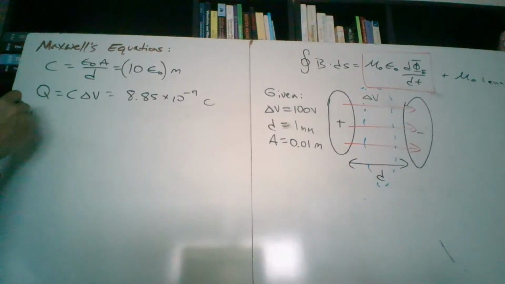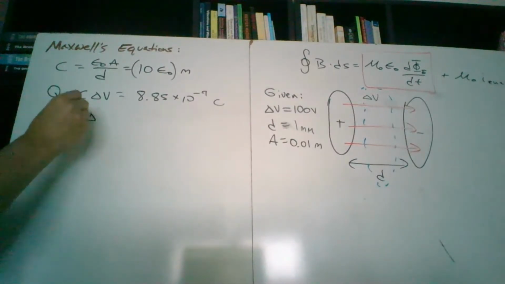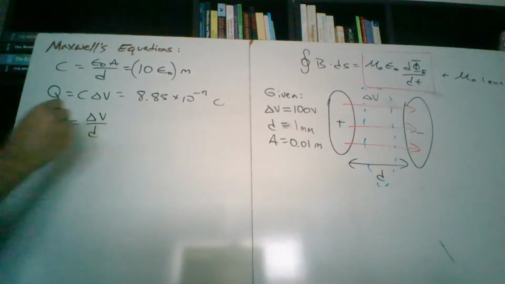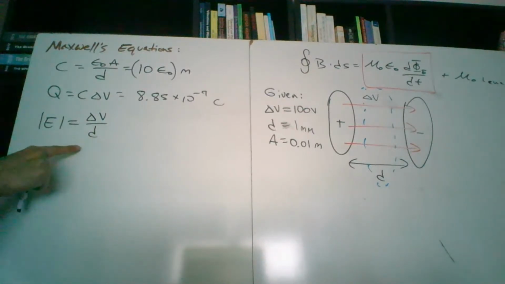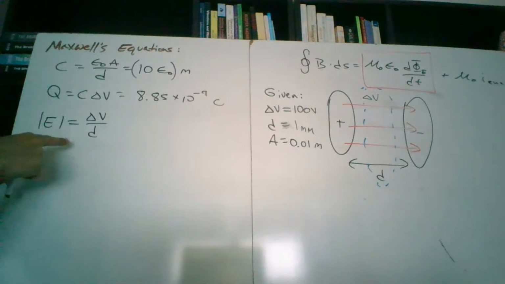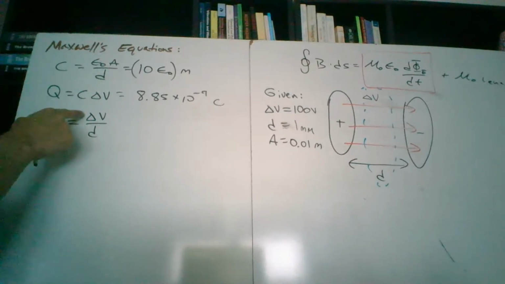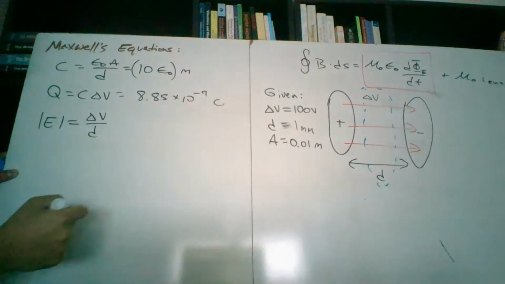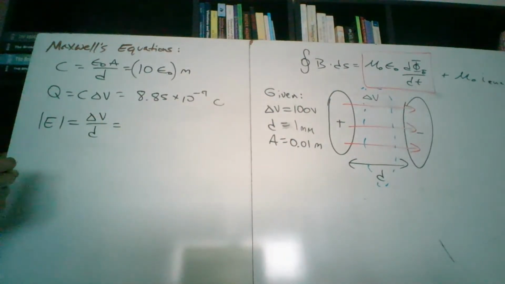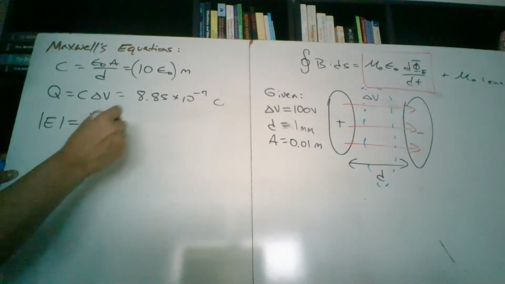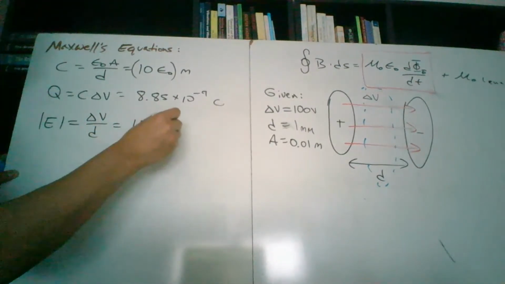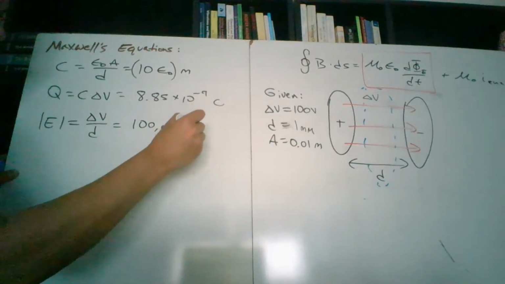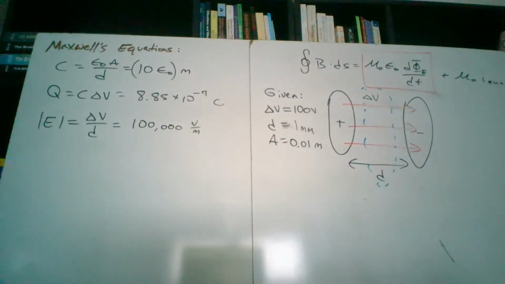What else can we solve for? We can solve for the magnitude of the electric field. It is given by the change in the voltage divided by the distance. Remember, it's the slope of the voltage divided by the distance. There's a negative sign here, but we're looking at the absolute value of the electric field. So 100 divided by the distance, which was 1 millimeter, gives 100,000 volts per meter. I'll explain why I'm going through all of these at the end.